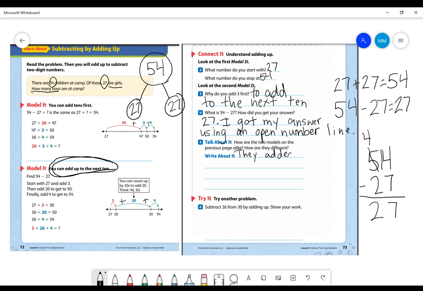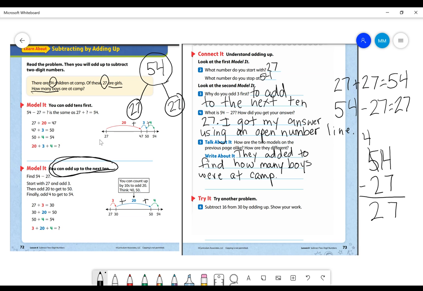The missing part. They added to find how many boys were at camp. So they both had the same thing in common, how they were adding to find how many boys were at camp. But how are they different? How are they different? What did the first one do that the second one didn't do? The first one started with adding the tens, and the second model started by adding to the next 10.